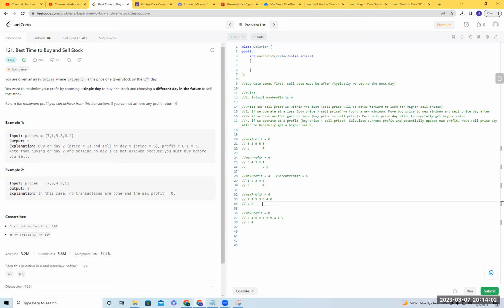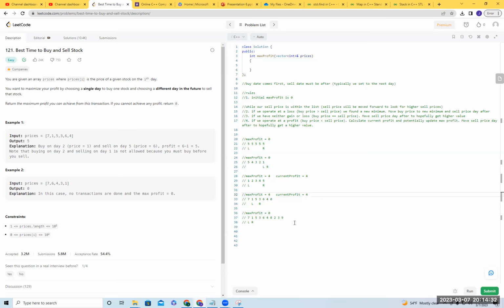This next part gets a little bit trickier because here we're going to see a different number of combinations come to life. So once again, we buy it on the first day, sell it on the second day. We're operating at a loss. So we're going to move the left pointer to wherever the right pointer is. Here we're operating at a profit. So notice the current profit is equal to 4. Okay, that looks good. So we're going to update our max profit since it beats 0. And then we're going to move our sell date 1 day forward.